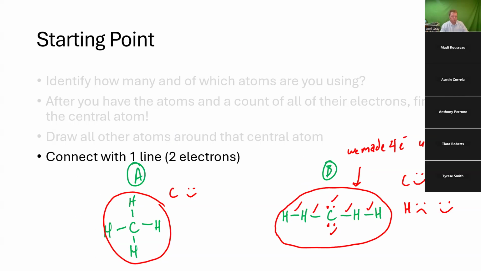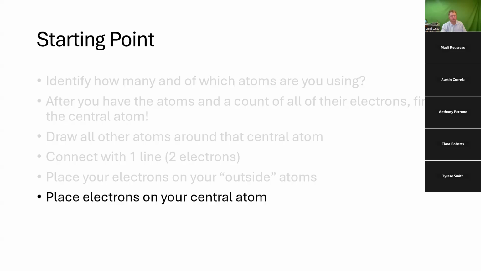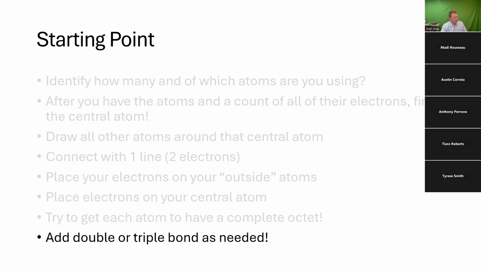Okay, so I've drawn my two models. This next series of steps is going to be applied to some of these larger molecules. After we've drawn our individual lines connecting each of our atoms, we're going to place our electrons on our outside atoms, and then on our central atom. We're going to try to get each atom to have a complete octet. And then, as you need to, add a double or a triple bond.